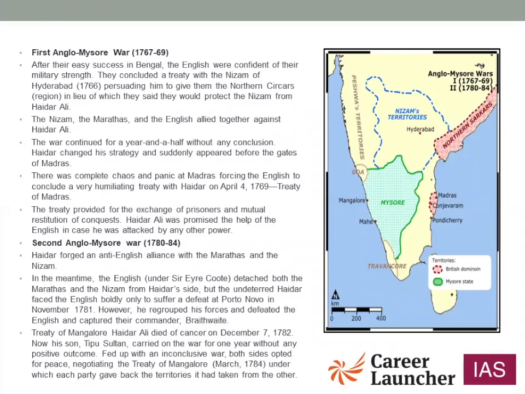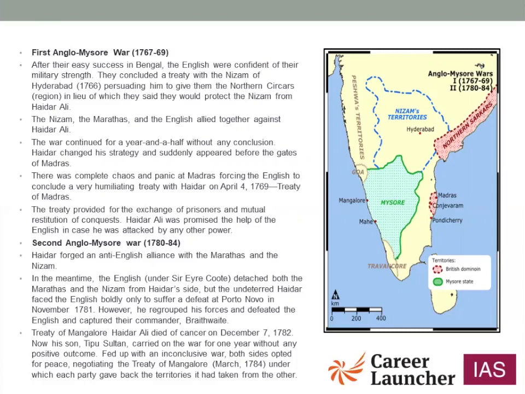Here in the map on the right-hand side, you can see Mysore was a big princely state, and it became an attractive target for the British. So the Nizam, Marathas, and English allied together against Hyder Ali. The war continued for somewhere around 1.5 years without any conclusion.